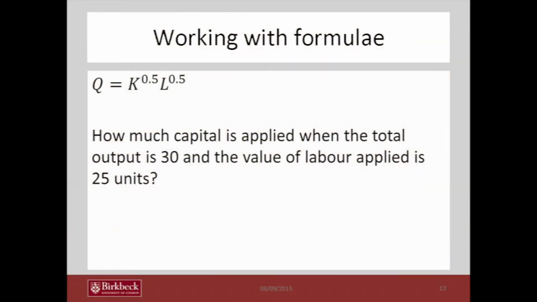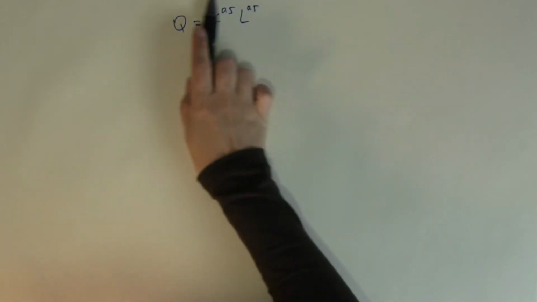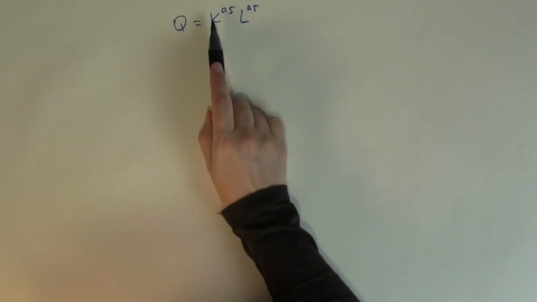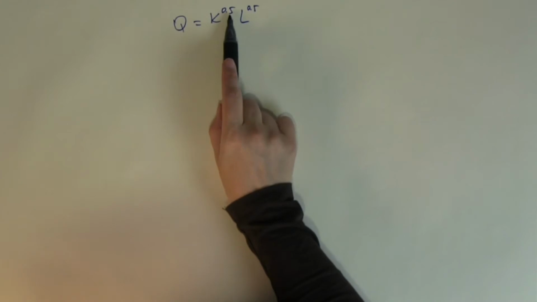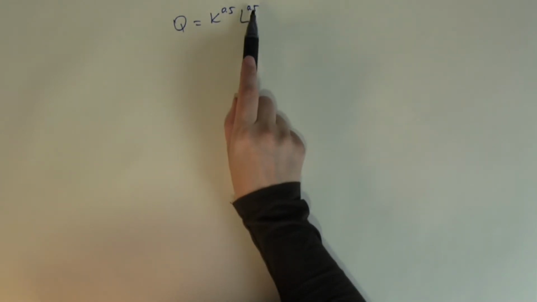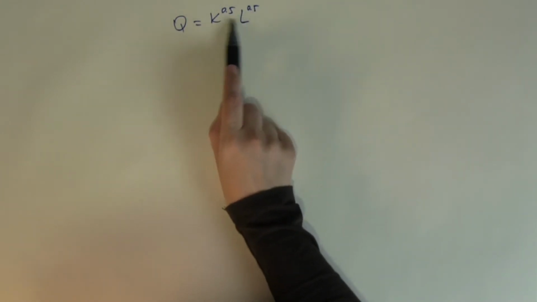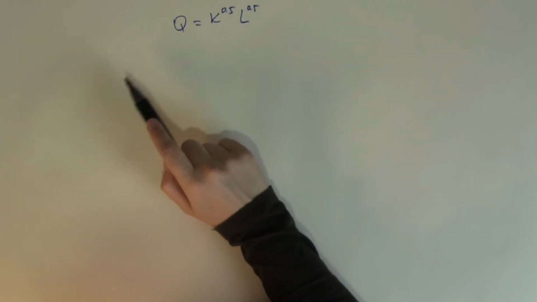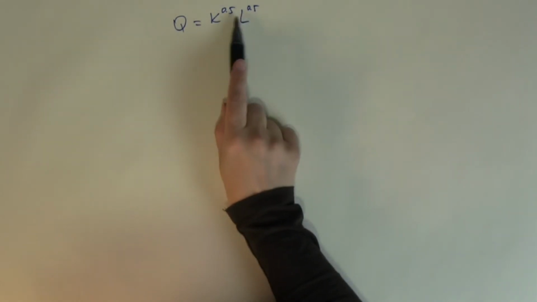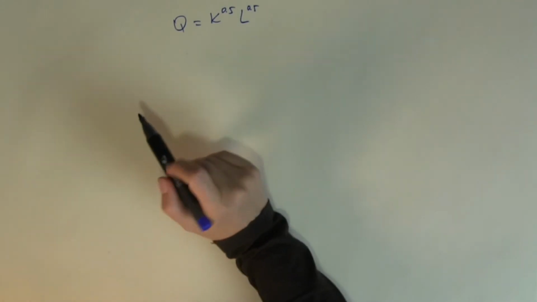Let's look at a somewhat different formula, but it still involves output, capital and labor. Before we look at what the question is, let's have a closer look at this formula. K is raised to the 0.5, L is also raised to the 0.5, but there is no calculation whatsoever between the two of them, so that tells me that I need to do a multiplication in here. So let's see what the question is.